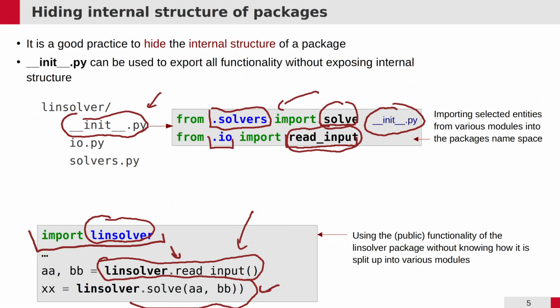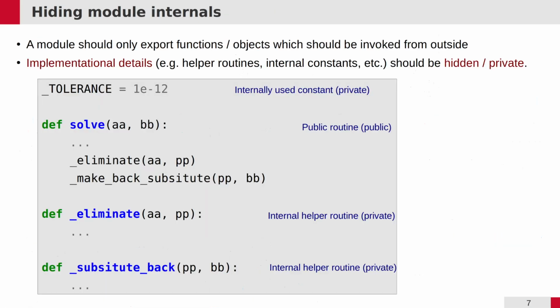So that's quite cool. We can now hide the internal structure of our packages, how it is split up into various modules, but we should also hide further details, and we should even hide the different things which we were writing into this module. Why? So let's have a look at the solvers, solvers.py.